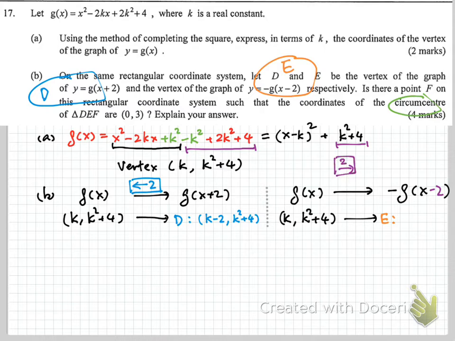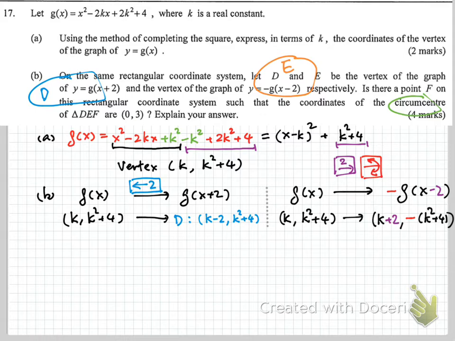But there is also a negative sign here. This negative means an up-down flip. So the vertex will go to the right by 2 units, and then there is an up-down flip. To the right by 2 units, that would be k plus 2. An up-down flip means it is the negative of k squared plus 4. So this is point E. We have k plus 2, moving to the right by 2 units, and then the negative of k squared plus 4, which is the up-down flip.